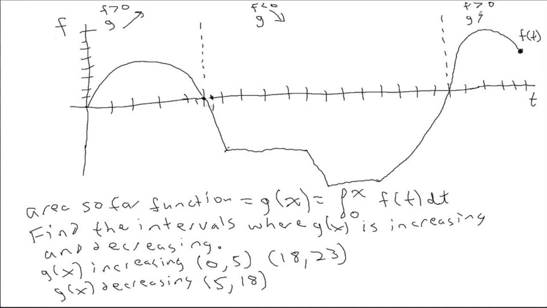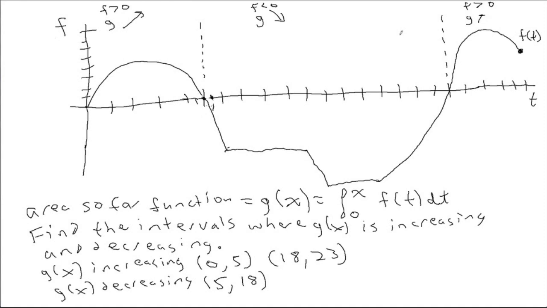G is increasing. Does that mean F is increasing? No. You can see there's clearly a part where F is decreasing. So it only tells us what it tells us. We can't confuse what we know about F with what we know about G. Those are two different things. This is similar to some ideas we talked about earlier.